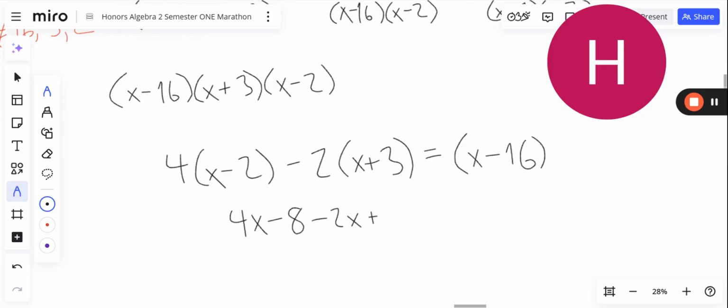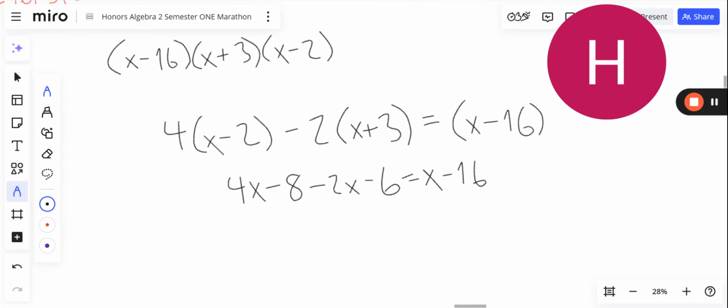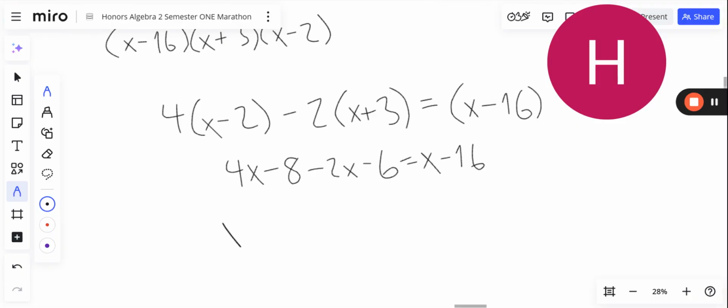Just make sure that you distribute carefully, like I almost did not. And you get everything to one side, all the x stuff on one side. Let's move it all to the left. So subtract x, that's negative 3x with the 4x, that's negative 3x plus 4 is 1x. And then move all this number stuff to the other side. So plus 8, plus 6, which is plus 14.